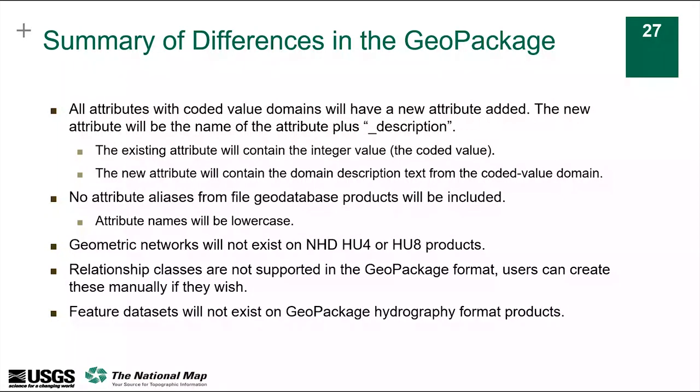Geometric networks are not supported in GeoPackage and will not exist on any GeoPackage products. Relationship classes are not supported in GeoPackage and will not be included with the data. Users can create these on their own. Feature datasets are not supported in GeoPackage and will no longer exist. The product will now contain a singular list of feature classes and tables in the GeoPackage container. These products will function like geodatabases in ArcMap and ArcPro.